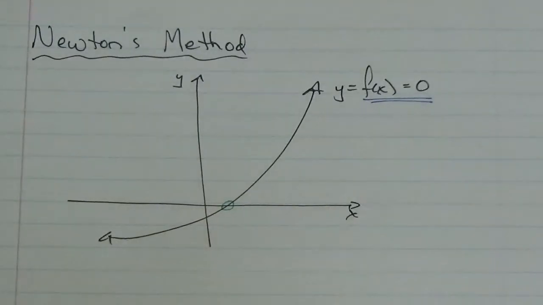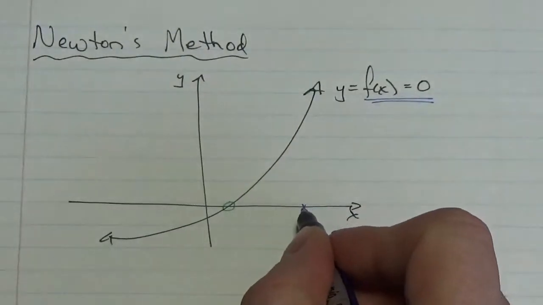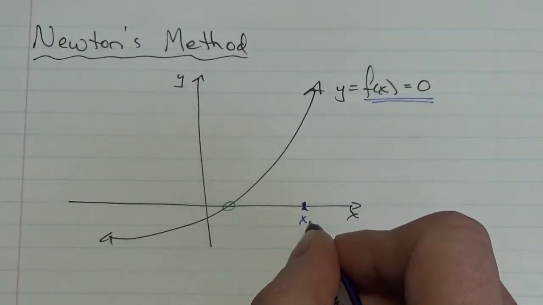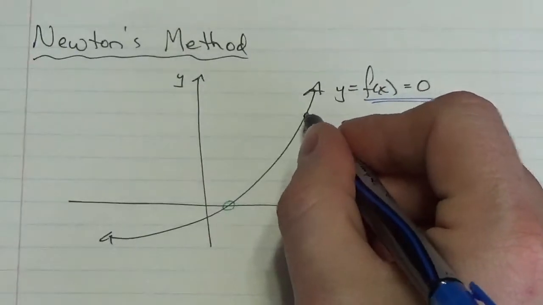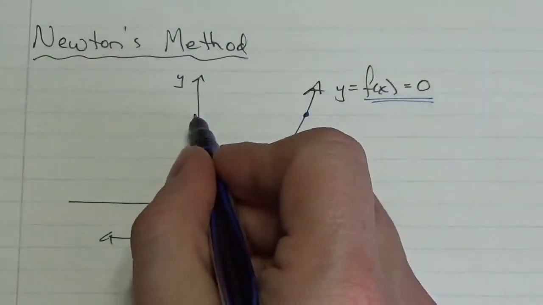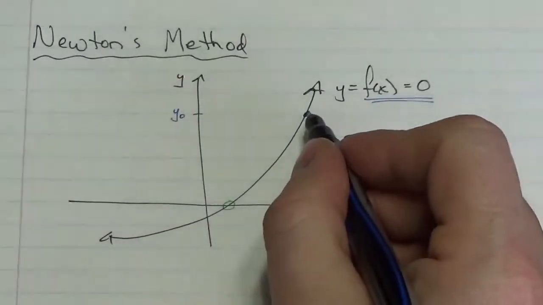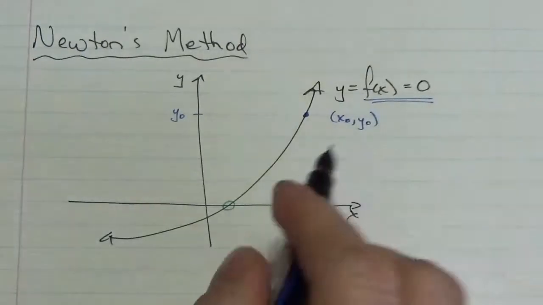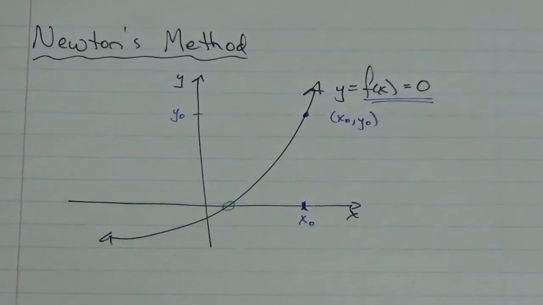So here's what we do. We're going to guess a solution. Maybe we guess this number right here. Actually, I'll put a little line there, and we'll put a little x naught underneath it. That's going to correspond to this point right here, and this is going to be our y naught. So the coordinates of that point are x naught comma y naught. Now, we guessed that this was our solution, and we're wrong.